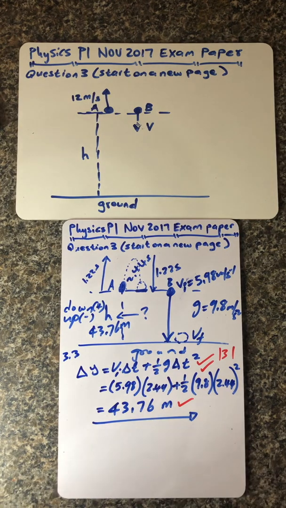Which means if you just write 43.76 and you don't indicate the unit for that value, you stand a very good chance of getting 0 marks for that final answer. So this is how you answer question 3.3. I hope you are now ready to do the last question, which is 3.4. It's also an interesting question, but I'll just do a separate video for that.